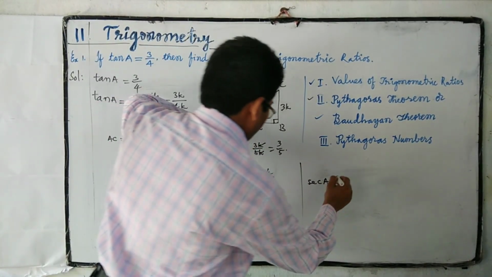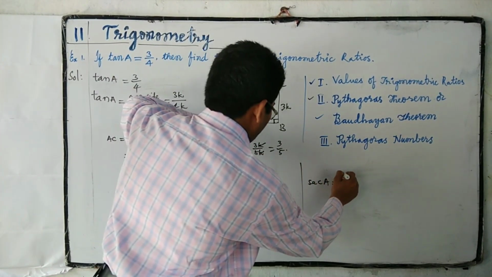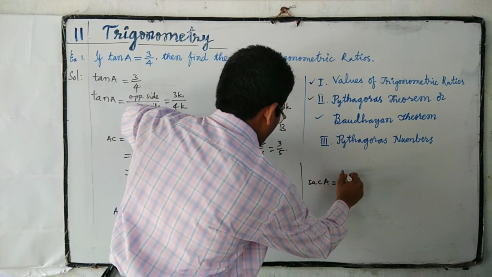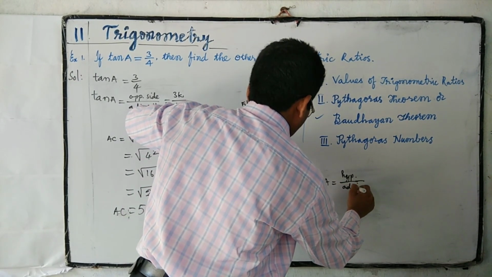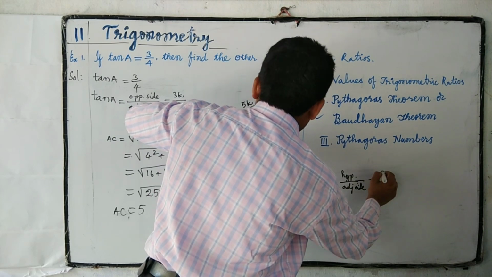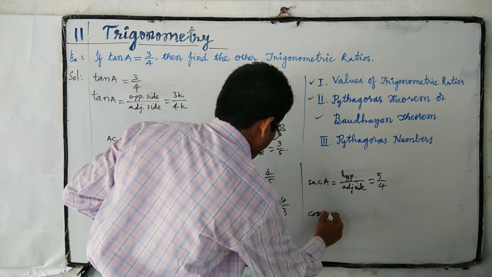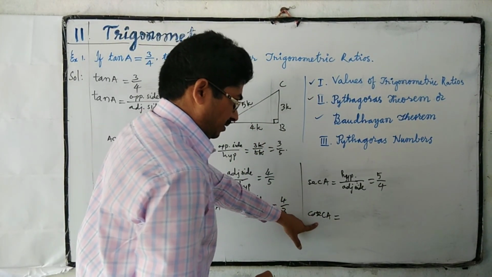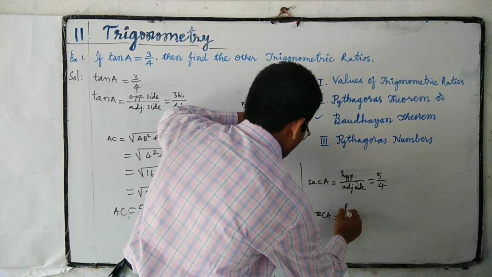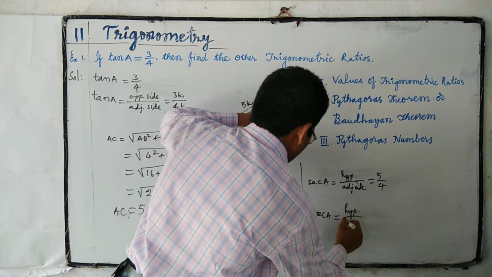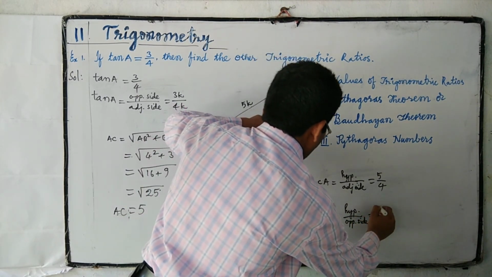Next sec A, hypotenuse by adjacent. Sec is the reciprocal of cos, so hypotenuse by adjacent, 5 by 4. Next cosec A. We know cosec is the reciprocal of sine, so hypotenuse by opposite, 5 by 3.